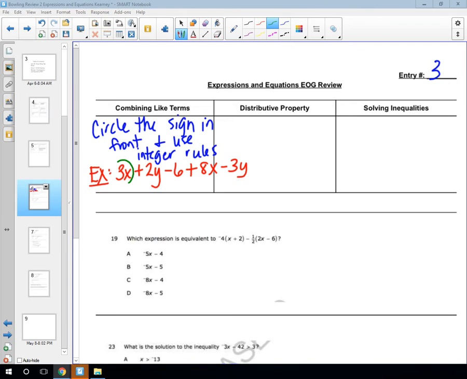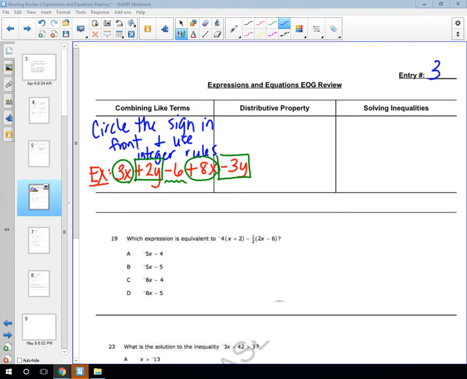I see 3x. What do you see that is like 3x? Many of you may be saying 8x, but what do we need to include with the 8x? The plus sign, because that will tell me whether it's positive or negative. Next, let's square my y. What do you see that's like plus 2y? Minus 3y. And then we have the minus 6 that's just a constant. It's different than the others. So now we've circled our like terms.